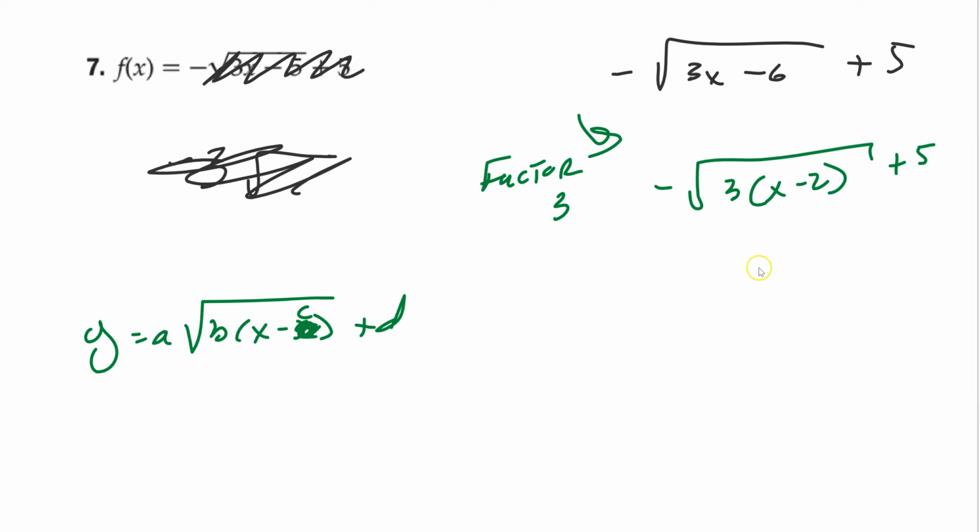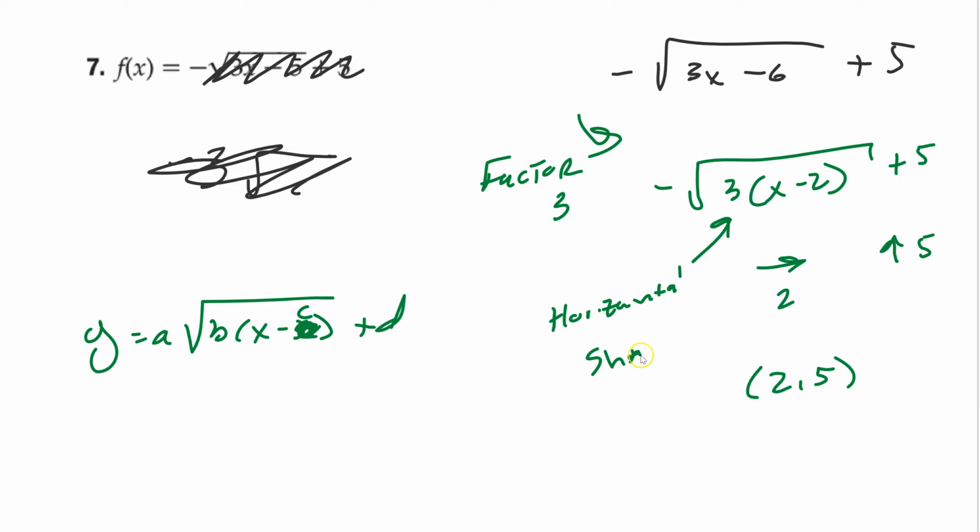So now I know, oh, okay, I'm moving right 2, I'm moving up 5. So that's why we're right 2, up 5. So I'm going to start at 2, 5. Now what 3 does, remember what that does? It's a horizontal shrink. And it's that opposite, so not stretch, it's a shrink. So horizontal shrink of 3. And don't forget there's a negative on the outside, so it opens down.